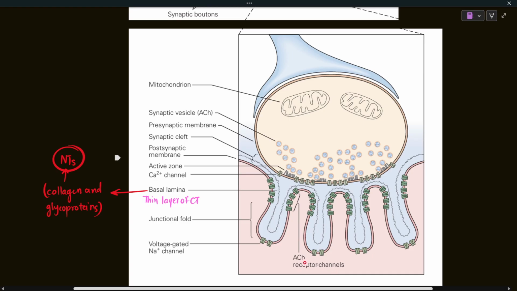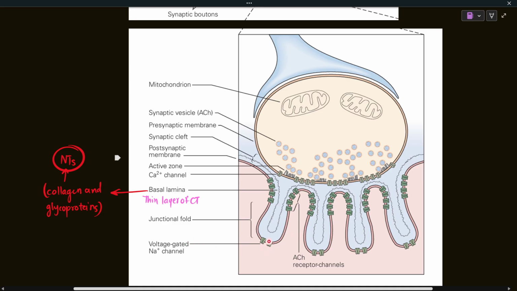So they are non-specific, not selective, while voltage gated sodium ion channels are very selective to the ion that they are going to pass. They only pass sodium ions. And what is the next difference between both of them? The acetylcholine receptors are ligand gated ion channels. The ligand acetylcholine binds to those receptor channels and it opens the ion channel.